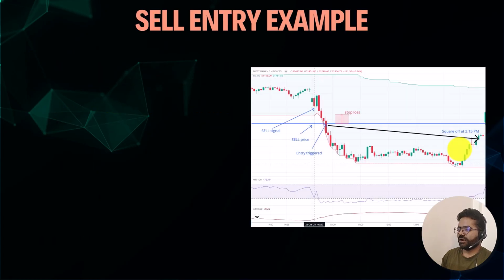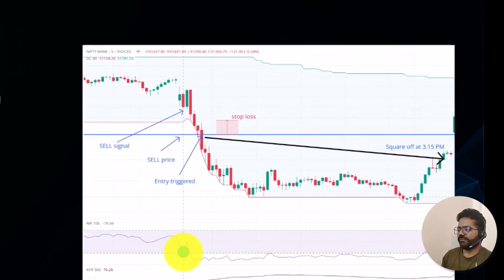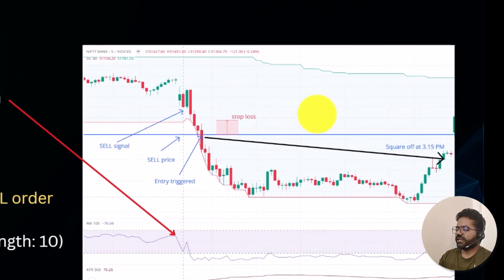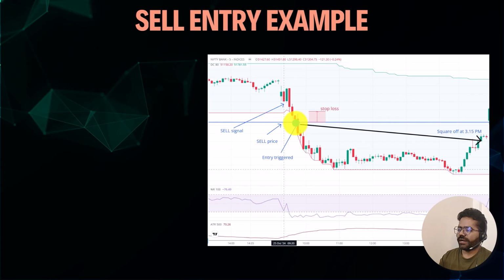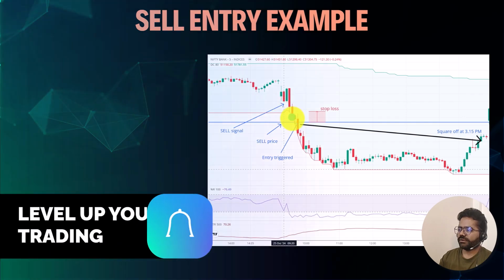Let's look at one example for a sell entry, where William %R is falling. Once our sell signal is generated, we calculate our sell trigger price using this formula, Donchian Channel low minus 1.5 times of ATR. Here the Donchian Channel low is 51,158. So we got our entry price as 51,039, which is this blue horizontal line. As you can see, our entry is triggered after placing the order at the fourth candle.